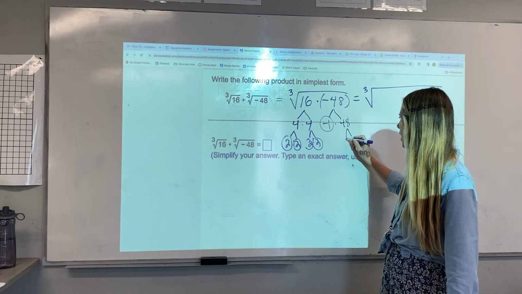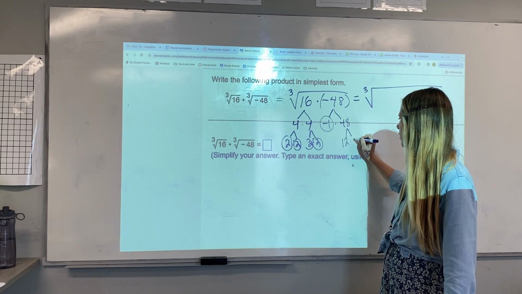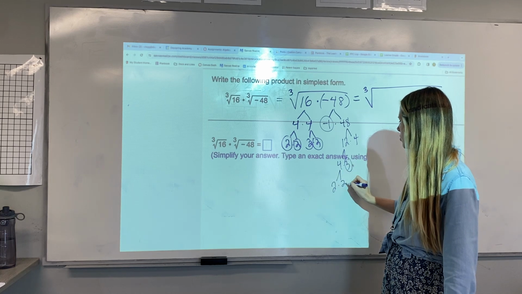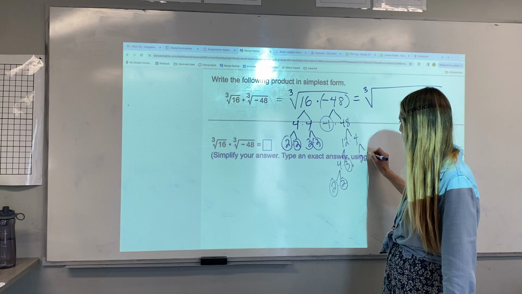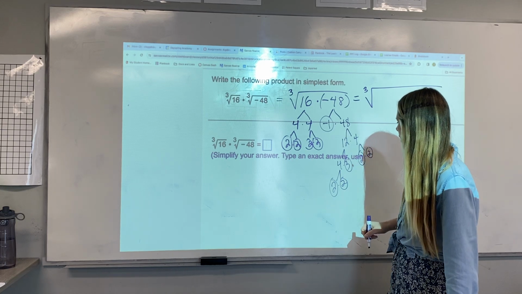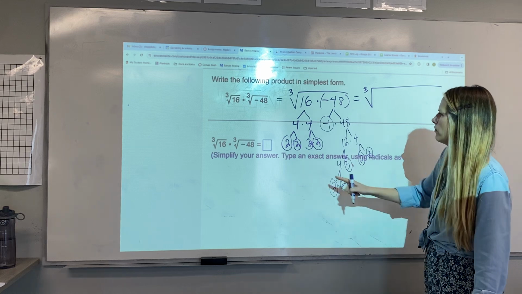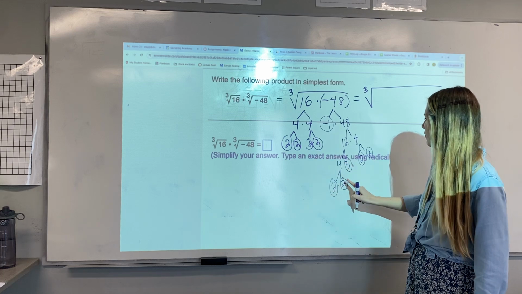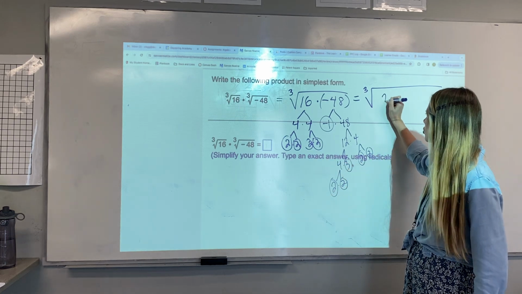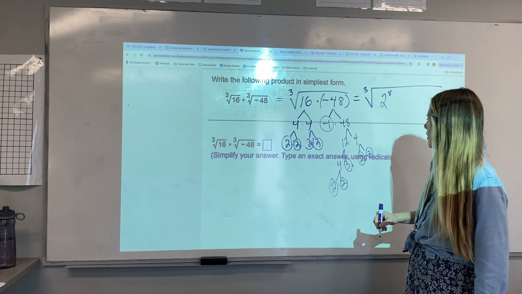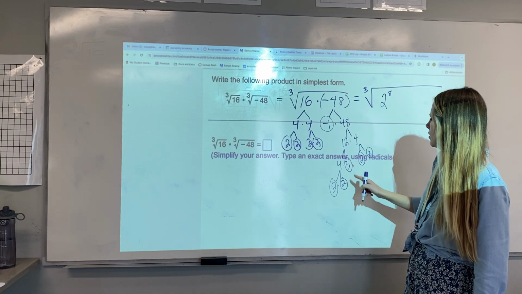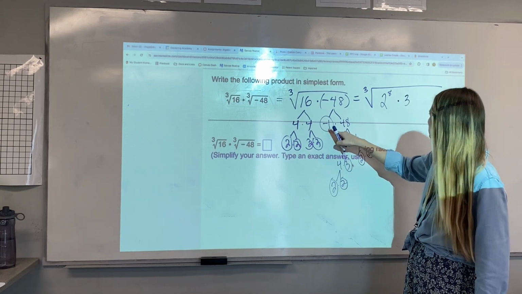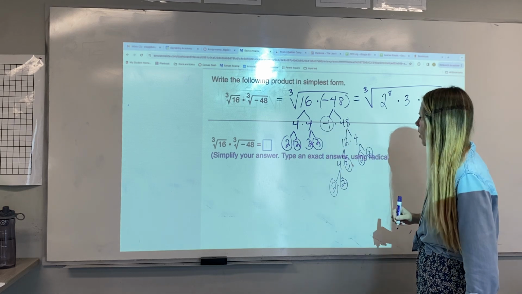So 48 can be broken down into what? 12 times 4, 4 times 3, circle the 3, 2 times 2, circle the 2's, and then again with the 2 times 2, circling the 2's, and altogether we have 2 times 2, let's count up our 2's. 1, 2, 3, 4, 5, 6, 7, 8. I'm going to write 2 to the 8th power. Now, the only other thing I have is a 3, right? So I have times 3. And then I also have this negative 1. So I'm going to write times negative 1.